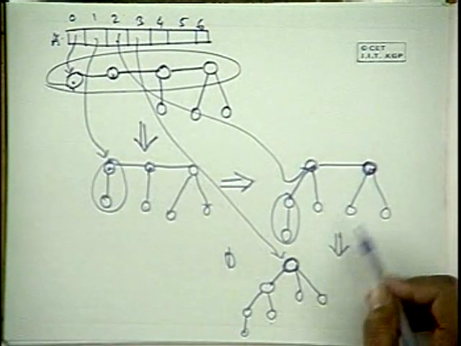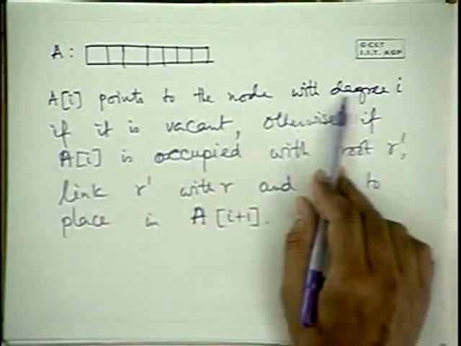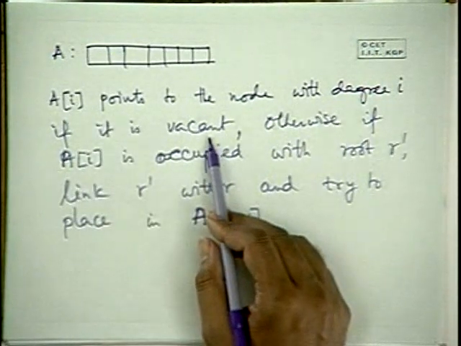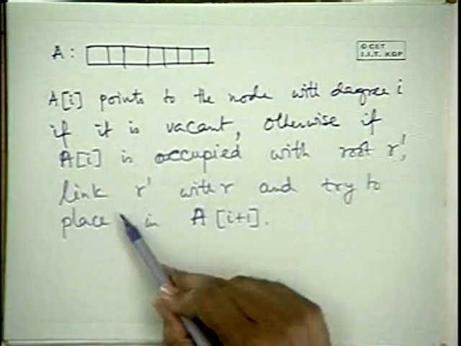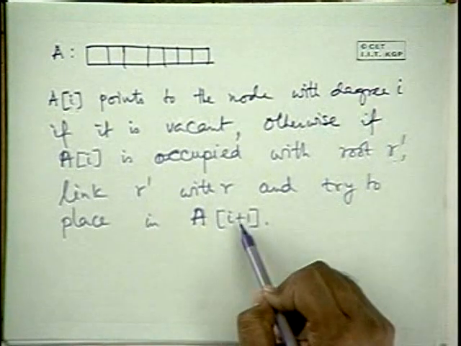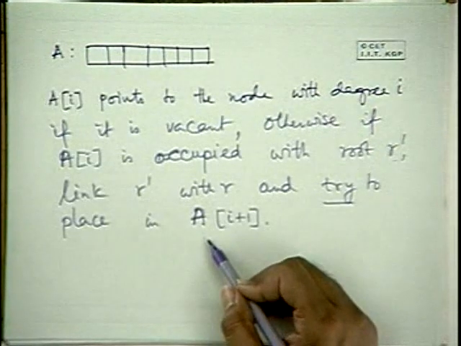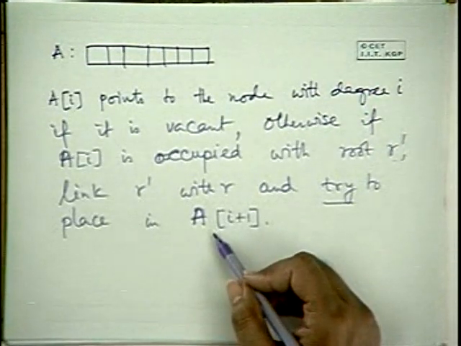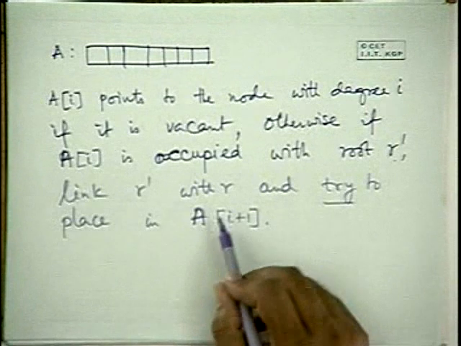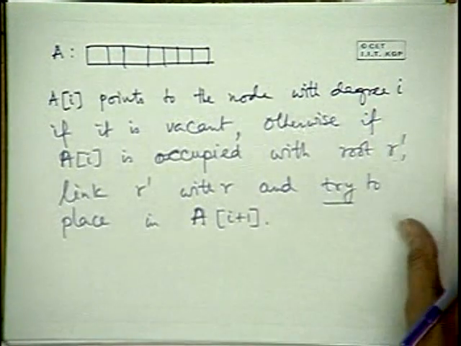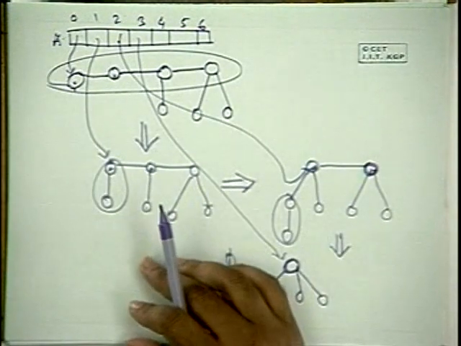So this is the operation which I just described. Now go back to what I just said. A[i] points to the node with degree i if it is vacant. If it is vacant, it's fine. Otherwise, if A[i] is occupied with root R prime, link R prime with R and try to place it in A[i+1]. Why did I say try to? Because you may not be able to place it in A[i+1]. You may have to do another link. But this is the operation, and it will be clear very soon why we do this. Actually, this is the operation where you do some kind of balancing.